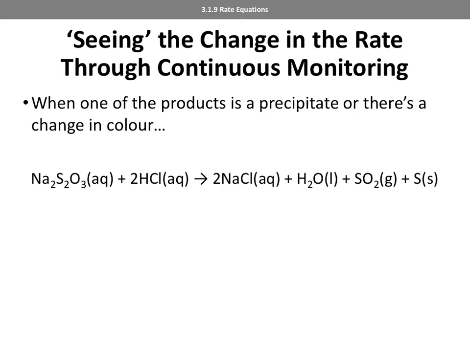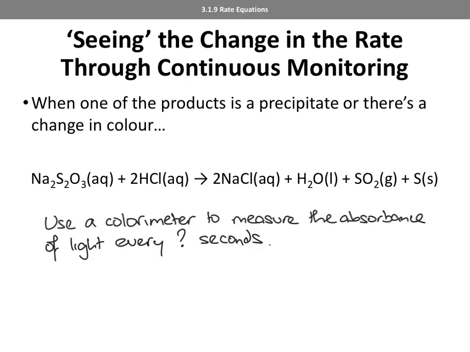So if you have a precipitate or there's a change in colour, then what you can use is something called a colorimeter. What a colorimeter does is it measures the absorbance of light. So we could measure the absorbance of light in our reaction mixture every however many seconds, 10, 15, 20, and so on. So in the reaction here, as the precipitate is formed, the absorbance of light increases.